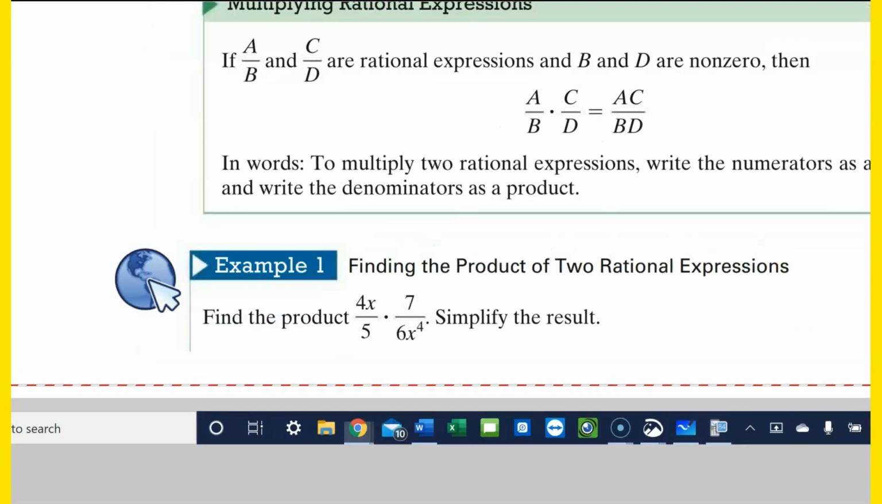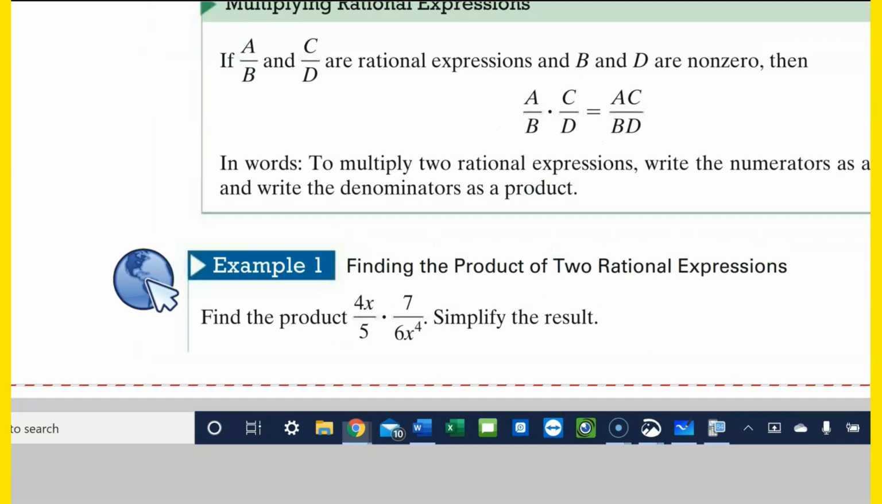All right, 4x over 5 times 7 over 6x to the fourth. Okay, I would recommend before you multiply across to see if anything can reduce. And listen to this, anything on top can reduce with anything on bottom. It does not have to be directly over it. It can be diagonally over it. So like the 4x could reduce with the 5 or the 6x to the fourth. The 7 could reduce with the 5 or the 6x to the fourth.